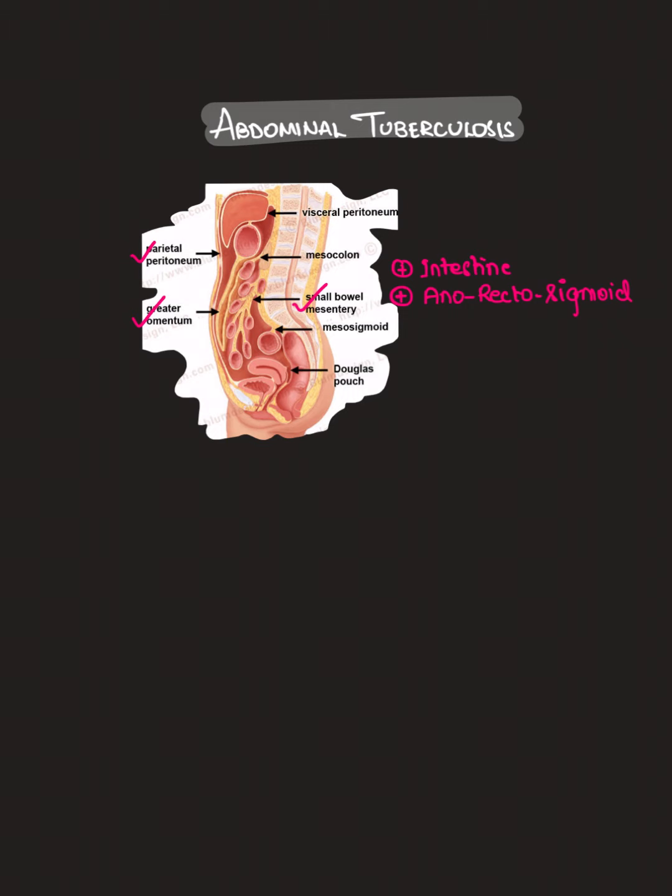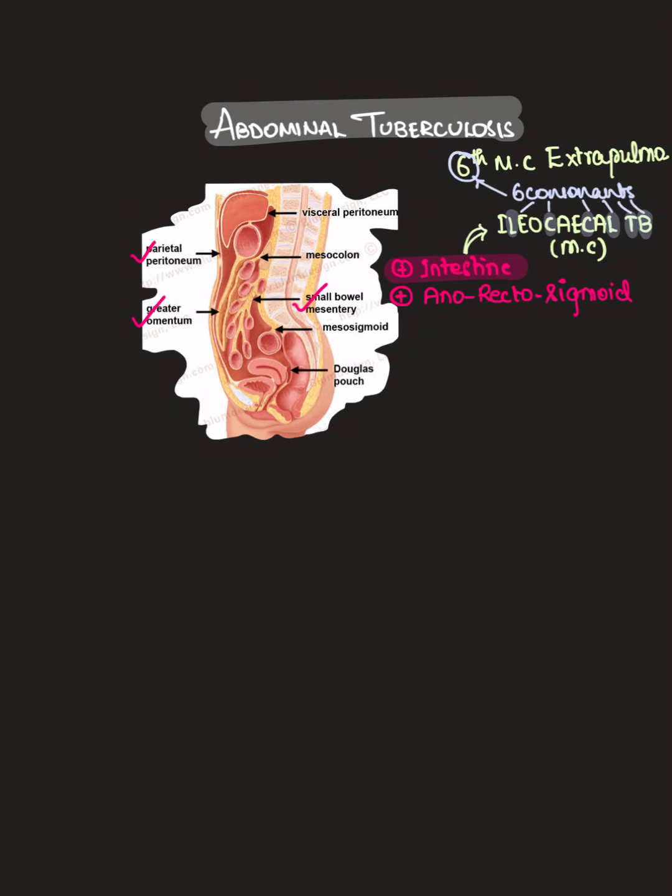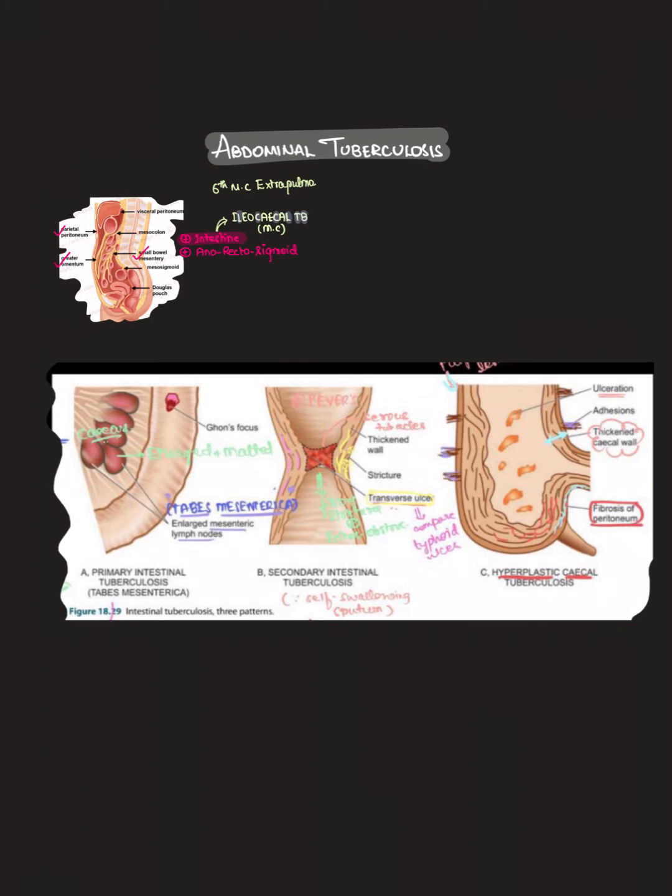Out of this, Ileo-caecal TB, which belongs to intestinal TB, is the most common one. And remember that this is the sixth most common extrapulmonary TB. Okay, so coming to the classification of this Ileo-caecal type of TB, it can be classified as either primary intestinal TB or secondary intestinal TB.